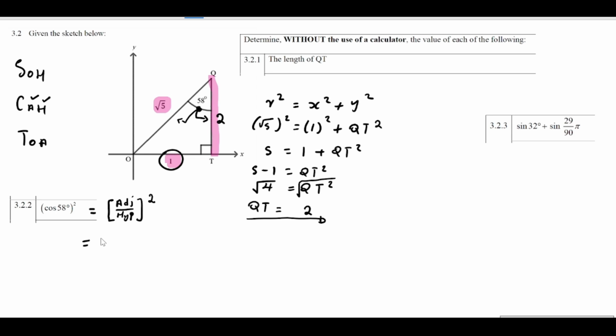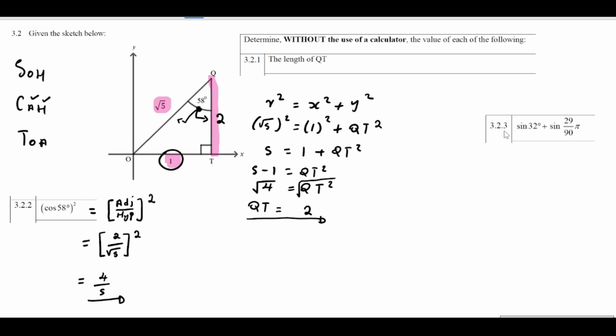So you're going to substitute. What is your adjacent side? It's 2. What is your hypotenuse side? It is the square root of 5, and then you square. Then you can use your calculator, but they said without a calculator. 2 squared is going to give us 4 divided by the square root of 5 squared, which is going to give us 5, and that is our answer there. So cos of 58 squared is going to give us 4 divided by 5.